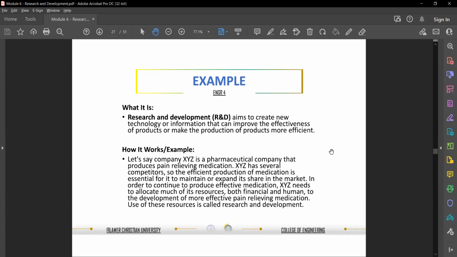So in order to continue to produce effective medications, so XYZ needs to allocate much of its resources, both financial and human. So dapat nakaano siya, di ba? Naka-balance siya. So not only for the expenses but also for the profit. Okay, so both financial and human. So to the development of more effective pain relieving medication. So use of these resources is called research and development. So it can benefit the company as well as the consumer.